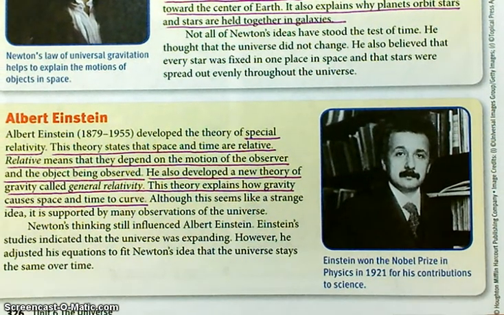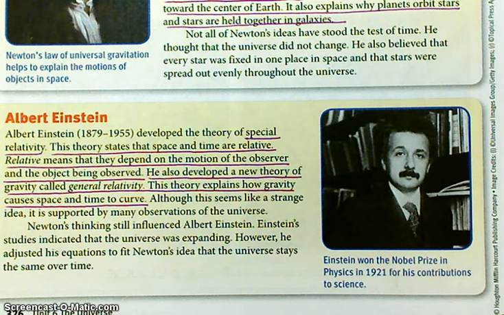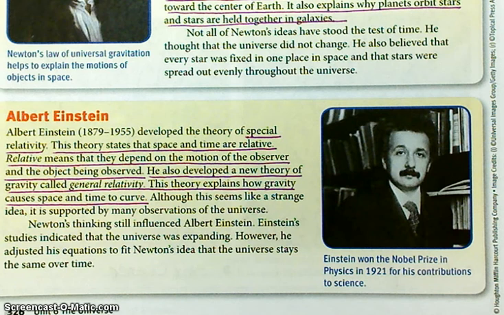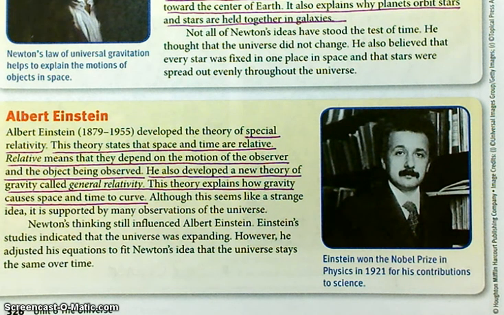Okay. Albert Einstein is another scientist worth mentioning. He developed the theory of special relativity. This theory states that space and time are relative. Well, what that means, relative means that when something's relative, it sort of depends on your perspective. Okay, so relative means that space and time depend on the motion of the observer and depends on the object that's being observed.